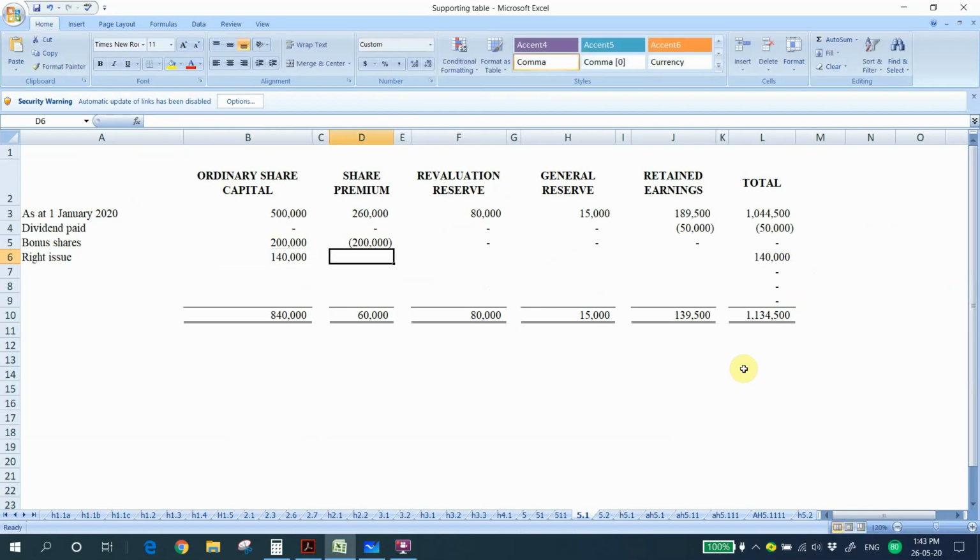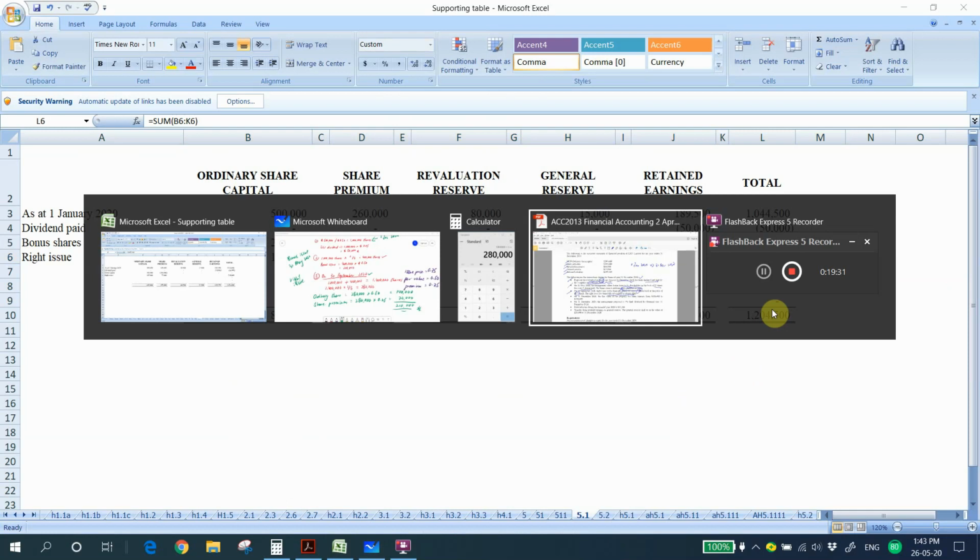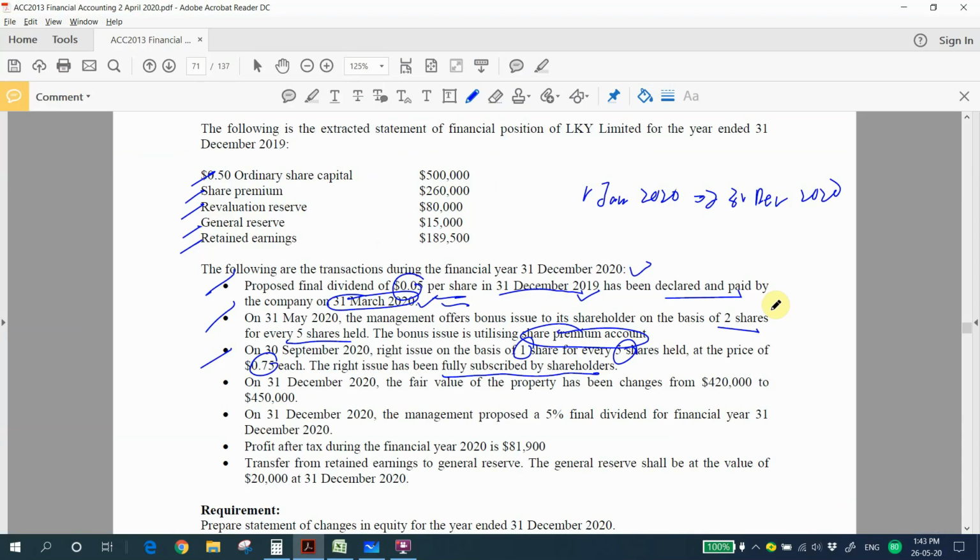$140,000, 70,000, and no adjustment for the rest of the account, and the total collection or increase in the equity is 210,000. Next, on 31st December 2020, the fair value of the property has been changed from 420,000 to 450,000.